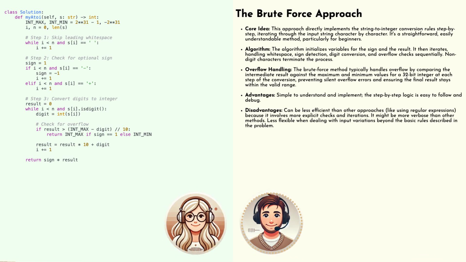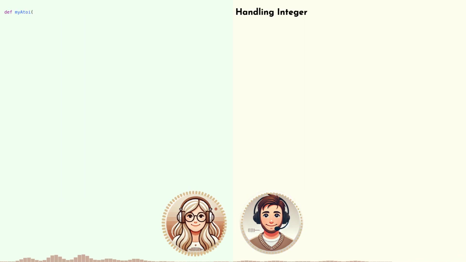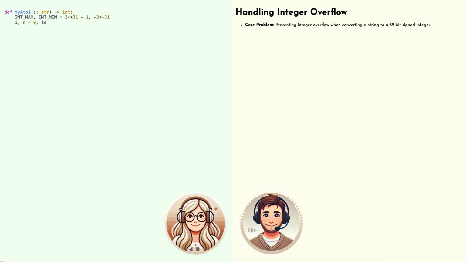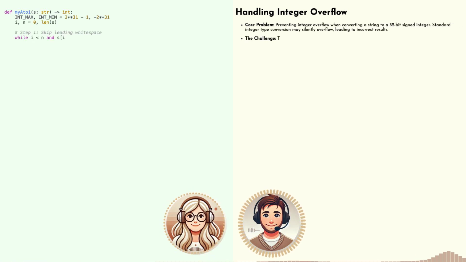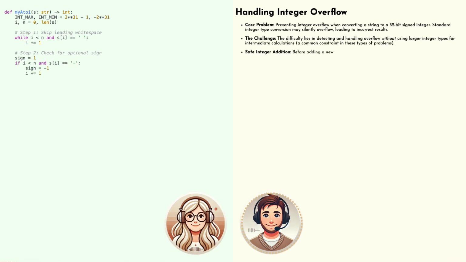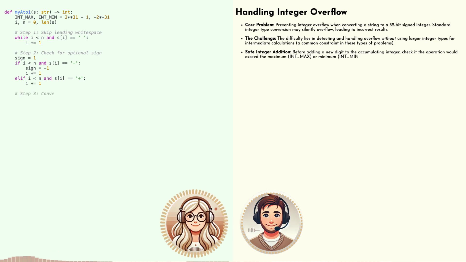So this brute force method is taking shape. It's starting to come together. We're handling white space, we're handling signs, and we're even gracefully stopping when things get weird with non-digit characters. Are we missing anything crucial here? Well, there are definitely some potential pitfalls lurking in the shadows. I was hoping you'd say that. I have a feeling you're about to drop some serious knowledge on us. Well, let's just say there are some things you've got to watch out for.